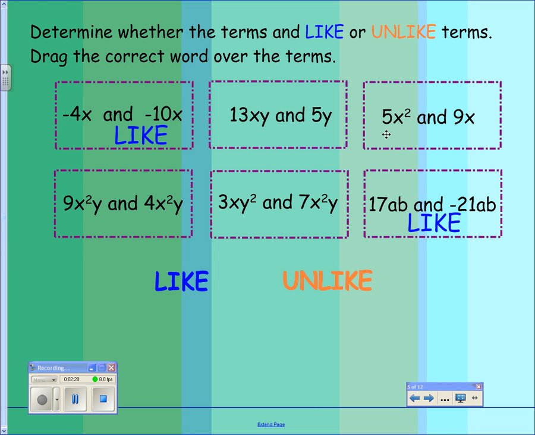If I look at the 5x squared and the 9x, I have a 5 and a 9, which is good. I have an x squared and an x. They both have x's in them, but this one has an x to the second power, and this one's an x to the first power. So we would say these are unlike terms.